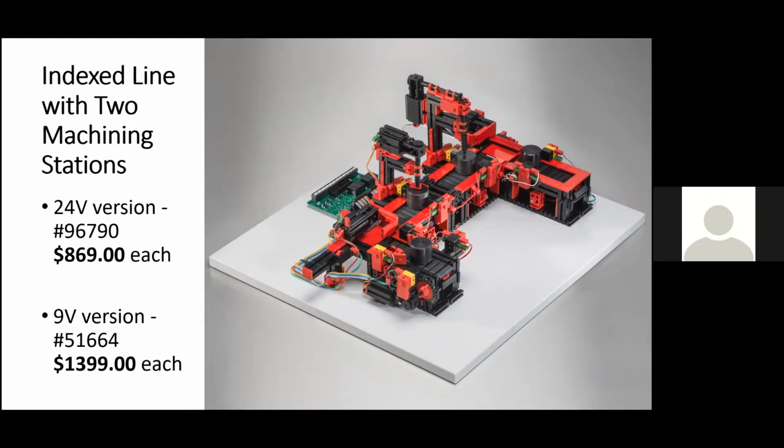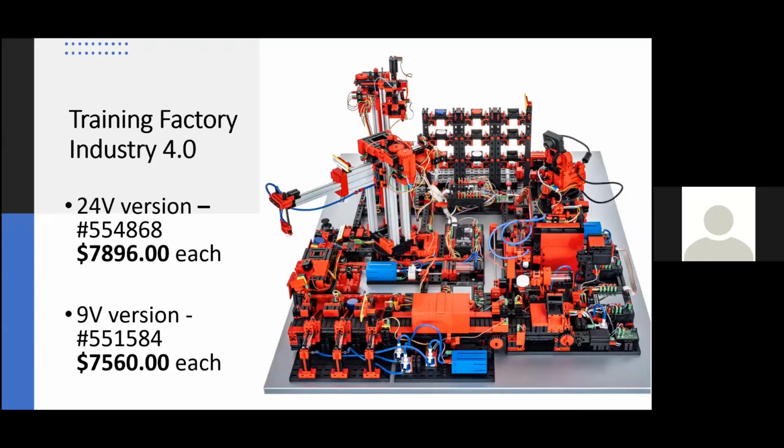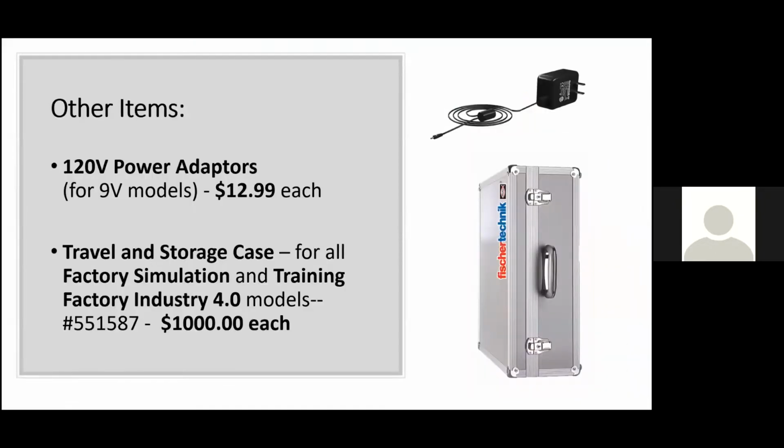$1,399 per unit. And of course, the Training Factory Industry 4.0 in the 24-volt version. Again, this comes with the programming. Big plus there, $7,896 per unit, and the 9-volt version is $7,560 per unit. Again, that includes all those TXT controllers it's pre-wired to, and there you go. Other items that we've discussed here.